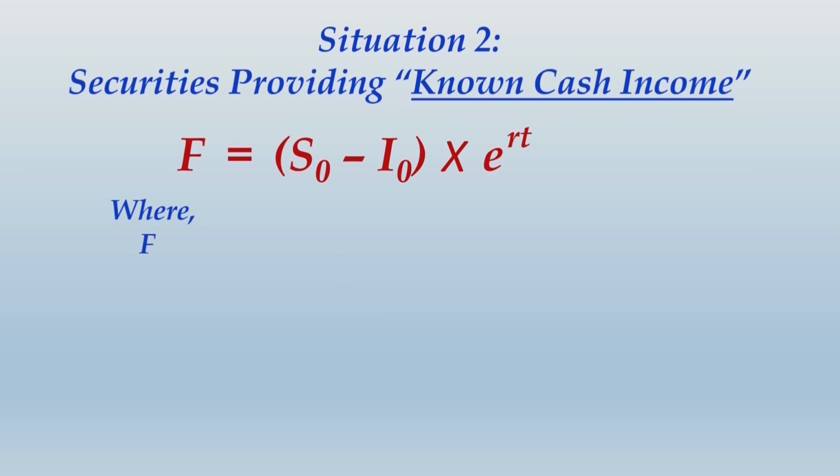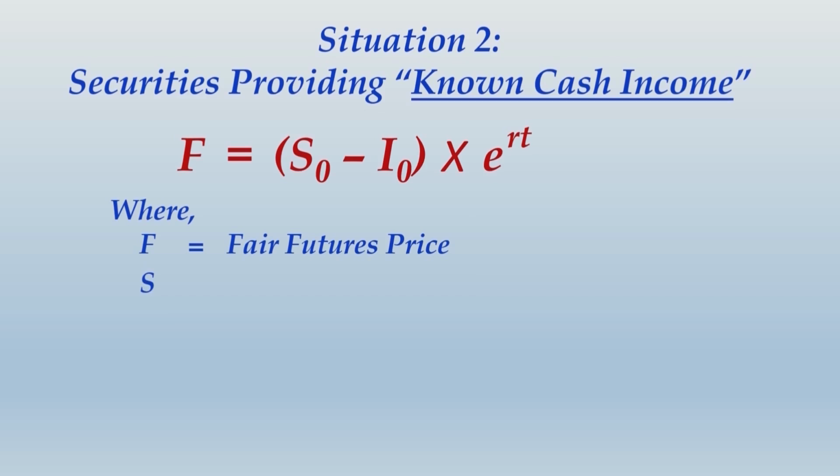Situation 2, that talks about securities providing known cash income. So when you are dealing with situation 2, that is securities providing known cash income, you will take the equation F equals S0 minus I0 into e raised to RT. So basically what we have learned earlier was simply S0 into e raised to RT. The additional thing you are doing over here is subtracting the present value of dividend from the current market price.